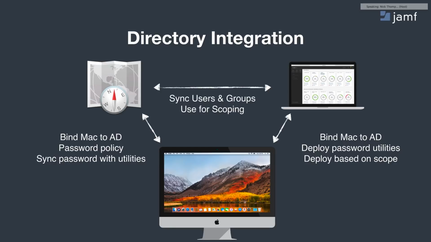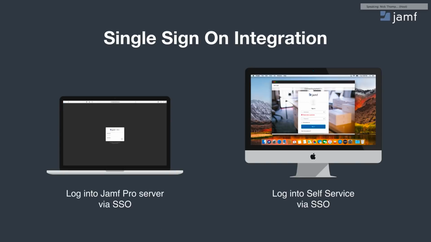You can deploy those third-party password utilities that let you do syncing, and you can deploy based on that particular scope. Those third-party password utilities, if you're interested, first there's one called NoMAD, and second, there's one called Apple Enterprise Connect, and we can talk more about that in the Q&A. For single sign-on integration, you can use any SSO provider that uses SAML to both log into your server and to have your users log into Self Service.